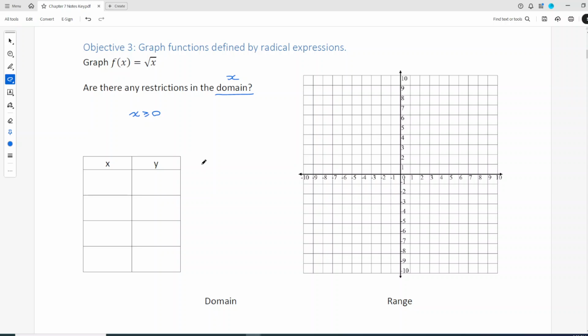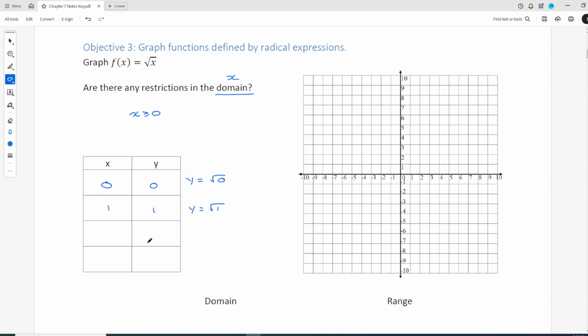So I can take the square root of 0, right? If I put in x is 0, I would get y equals, because remember f of x is just y, the square root of 0, which is just 0. So I'm going to pick values of x that are greater than 0. So let's pick 0, let's pick 1. If I put in x is 1, I get the square root of 1, which is 1.